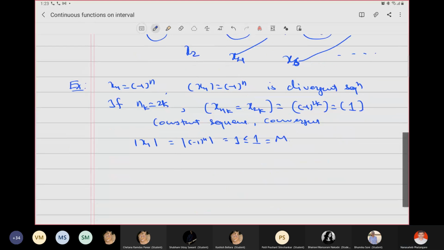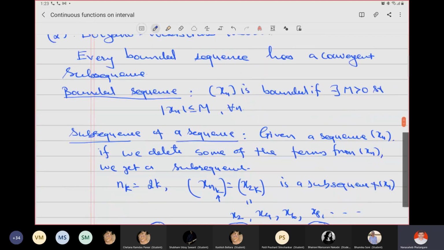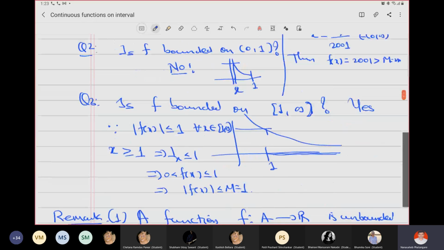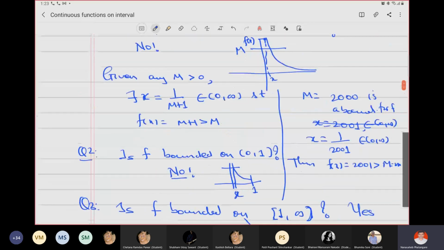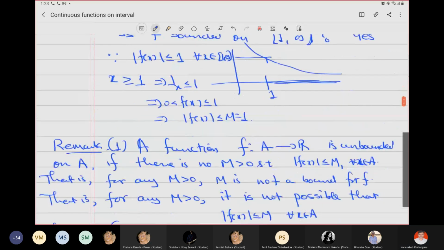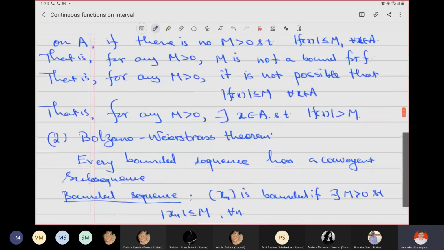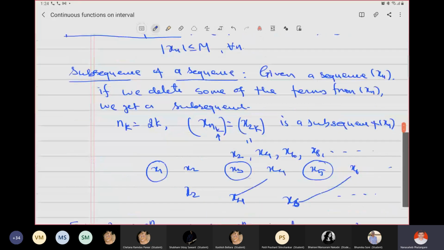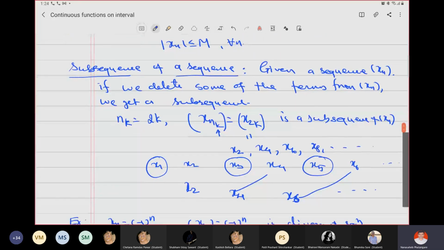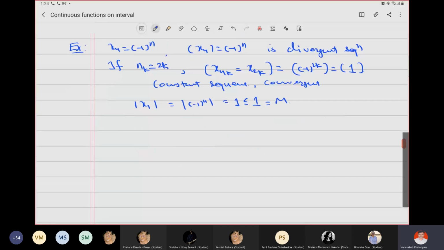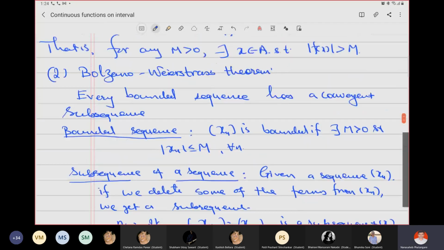Right. Okay, so what we discussed so far: what is the meaning of a bounded function, and when a function is not bounded on some set, it means for any m, there is no such m. That means for any m, we can produce x. Then what we revised: the Bolzano-Weierstrass theorem. What does the Bolzano-Weierstrass theorem say? Every bounded sequence has a convergent subsequence.